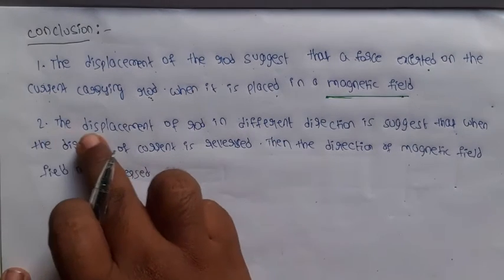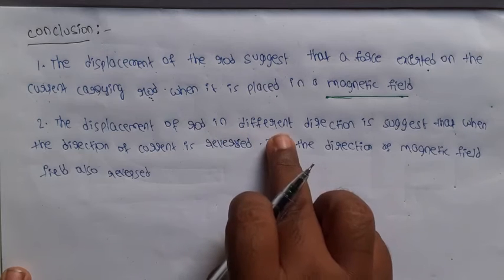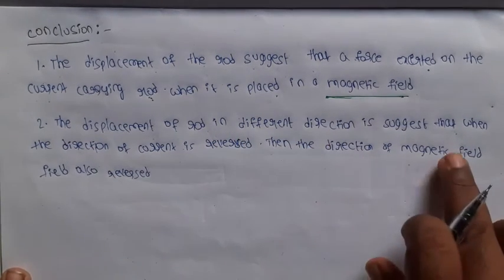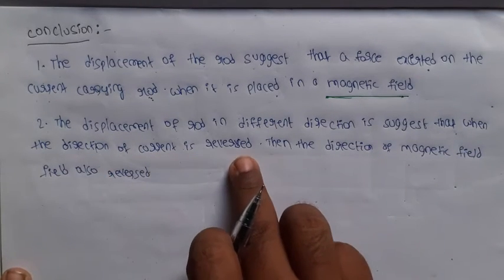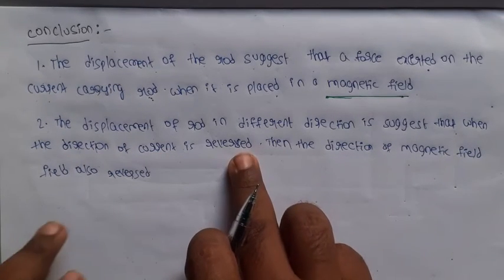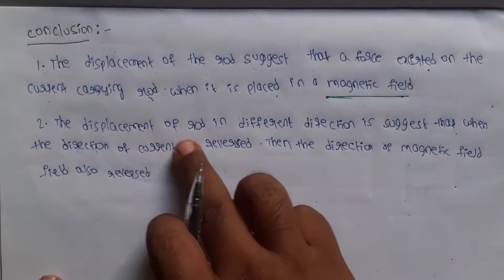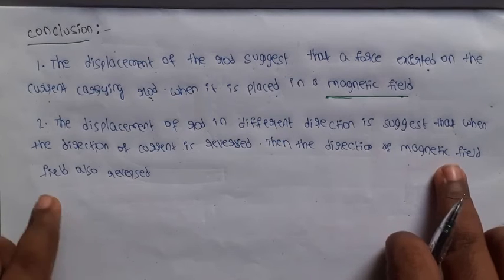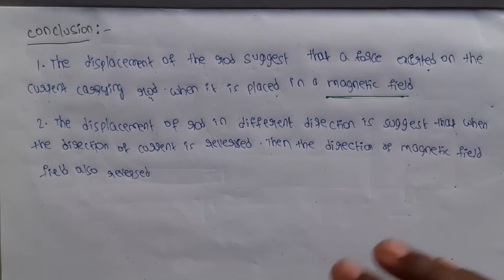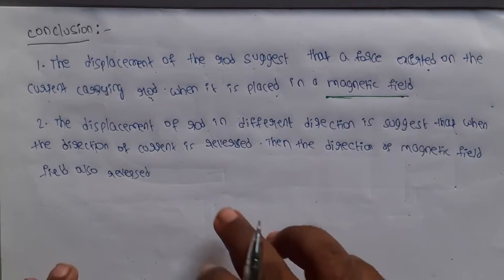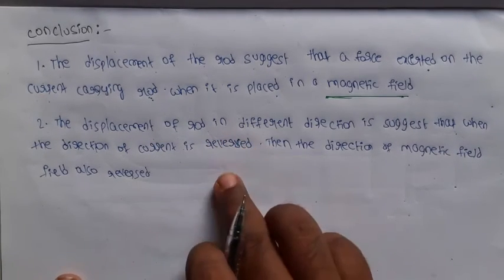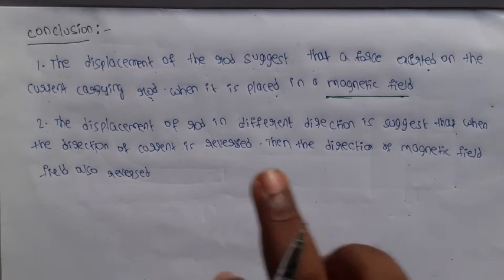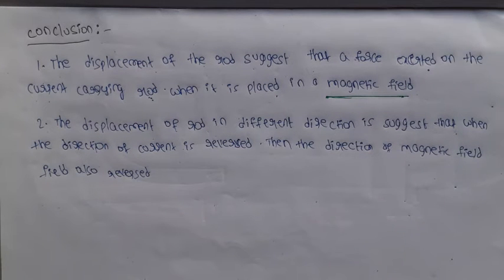Second point, the displacement of the rod in different directions depends on the direction of the current. If the direction of the current is reversed, meaning the current direction is changed, the displacement of the rod is also changed. Suppose the magnetic field direction is changed, then the displacement of the rod is also changed. So the displacement of the rod depends on the current as well as the magnetic field direction.